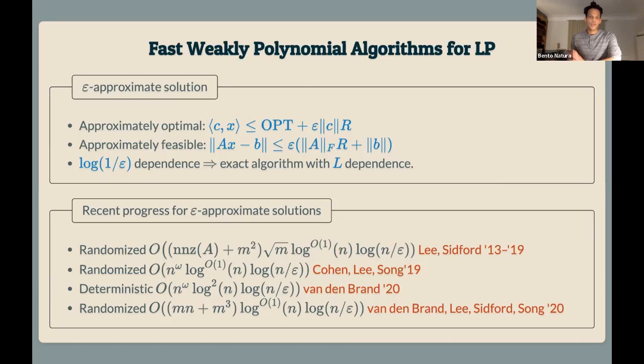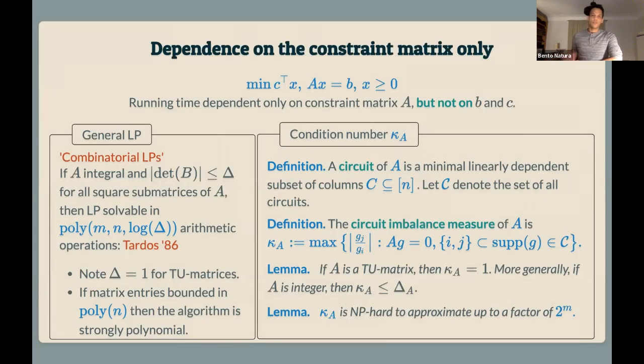And what we are concerned about in our paper is really only dependency on the constraint matrix A. So these results that you just saw, they kind of have a dependence on the right-hand side b and the objective c, but our solvers should just depend on the constraint matrix. And this has been done by Tardos already in the mid-80s for so-called combinatorial LP. There, if your constraint matrix is integral and you have an upper bound delta on the subdeterminants of this matrix, then LPs can be solved in time that is polynomial in m, n, and the logarithm of delta. So as you can see, we get rid of the dependence on b and c.